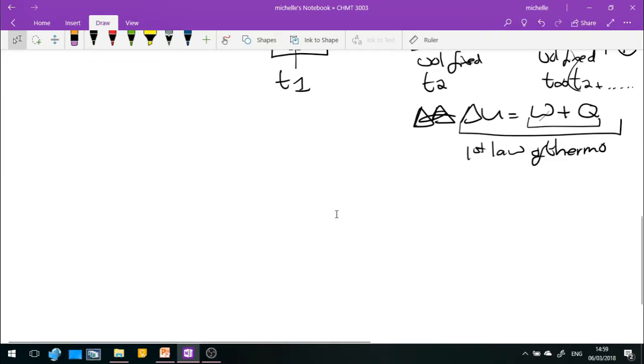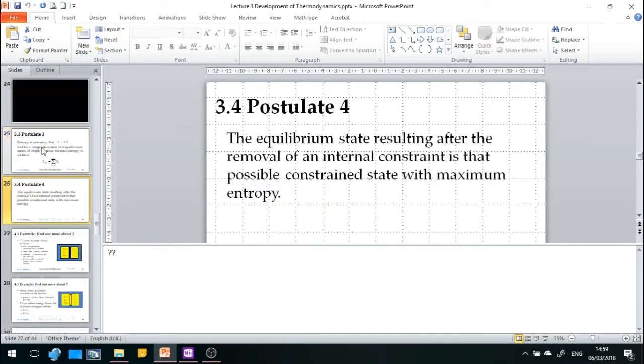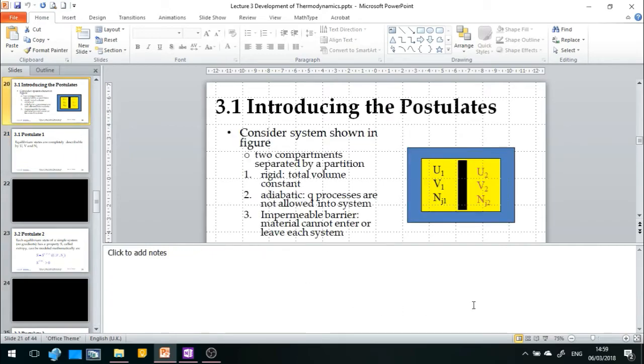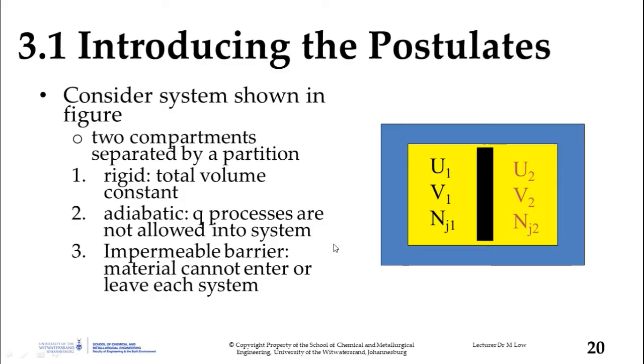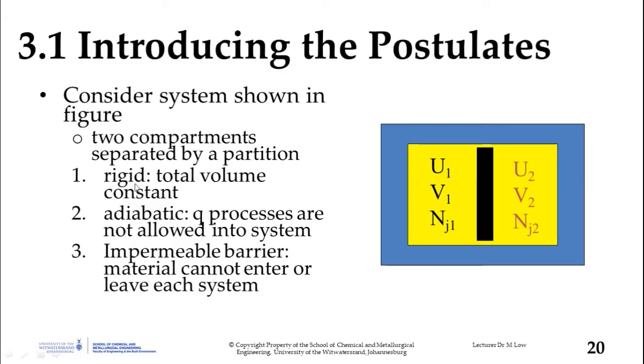But then I just want to take you to the postulates, and there are 3 things I need you to know from the postulates. It's when we're introducing a rigid container. So you have a rigid container, adiabatic process, and impermeable. Rigid means your volume is constant, adiabatic means you don't allow heat transfer, and impermeable barrier means you don't allow mass transfer to occur.